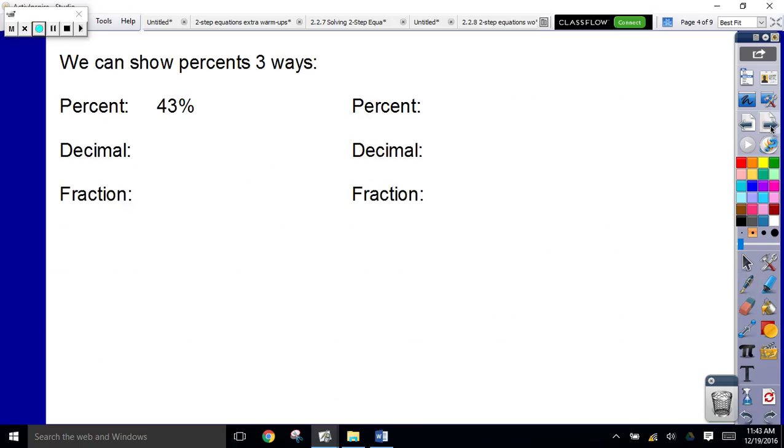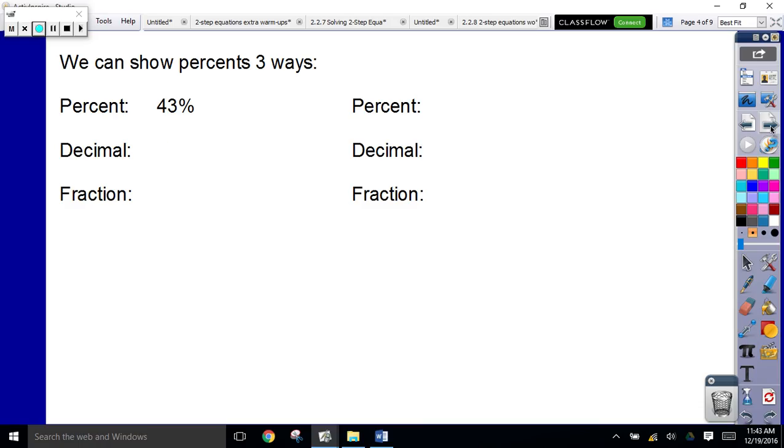Okay, we can show percents three ways. So if we have something like 43%, to write a percent as a decimal, can anyone tell me what I would do? And this is where a lot of you were asking me during benchmarks, like, where's the percent button on the calculator? And there actually is one. I didn't think there was, but it's there. It's like one of those second functions, but you don't ever need to use that. Madison?